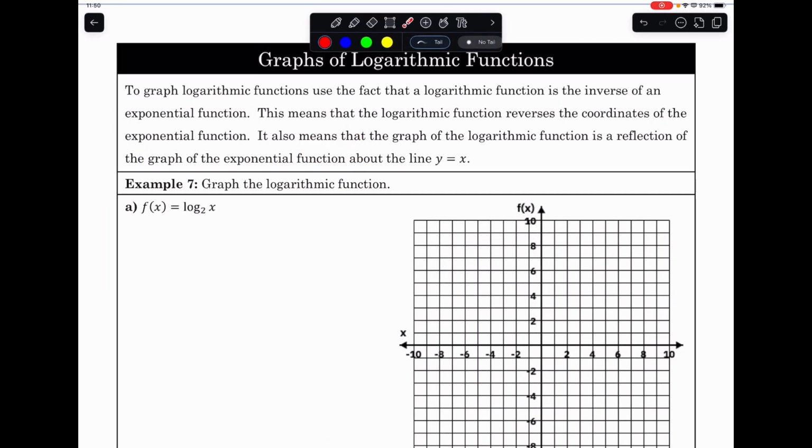Okay, let's skip the part about the domain on the previous page and go to the next page here. We'll talk about the domain later on in the video.